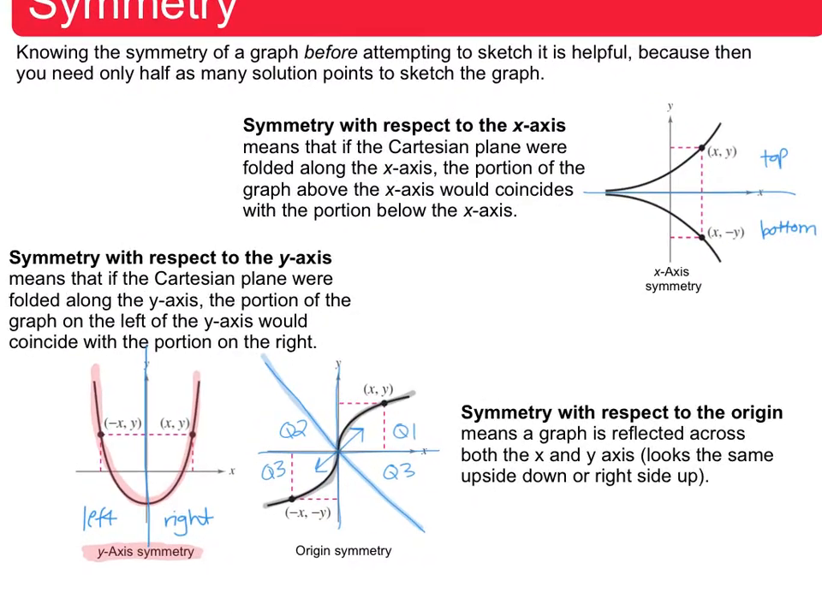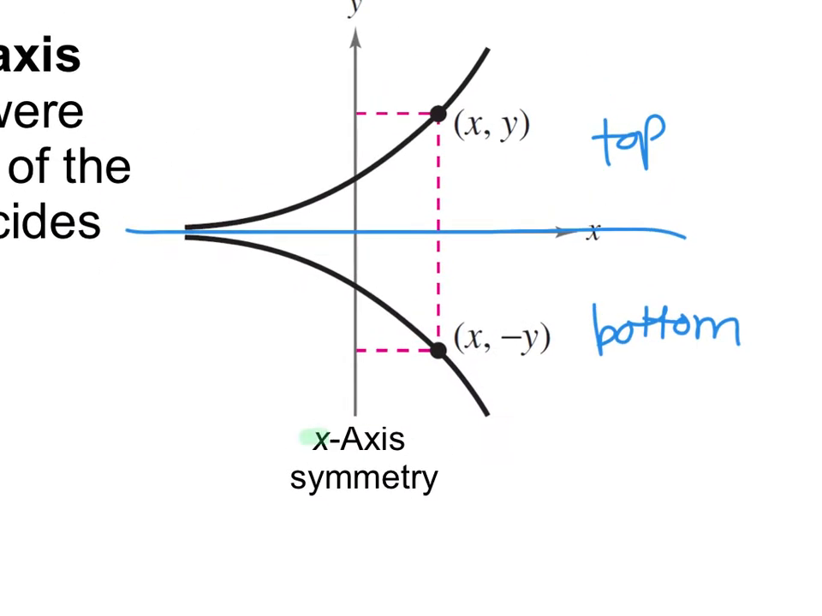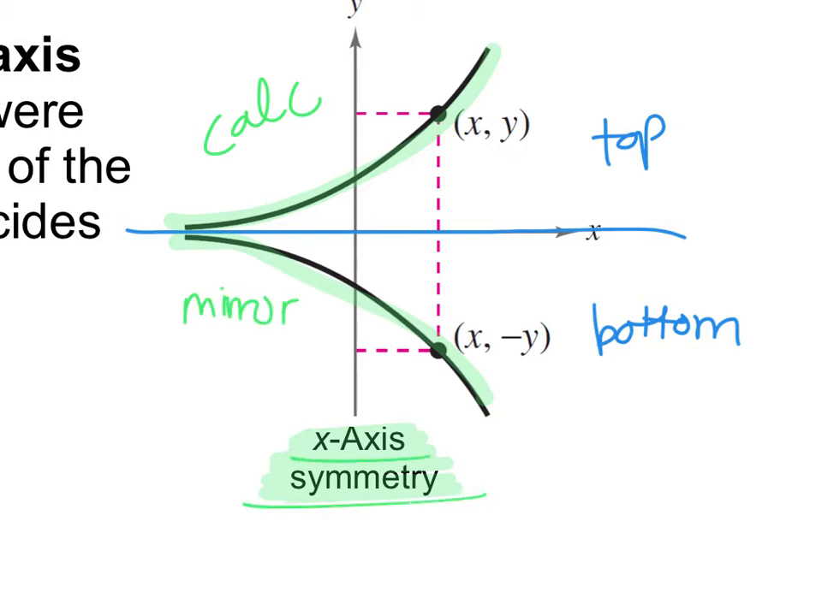And knowing the symmetry, if we go back up to the top here where there's kind of an introduction, knowing the symmetry of a graph before you attempt to sketch it is helpful, because then you only need half as many solution points. Like if I know a graph is symmetric to the x-axis, I could just find all of these points up here, and then I can mirror those points down below. So I would only need to calculate the points up here, and then I would mirror it across the x-axis if I know that it's an x-axis symmetry. So that's one reason that knowing symmetry is helpful.